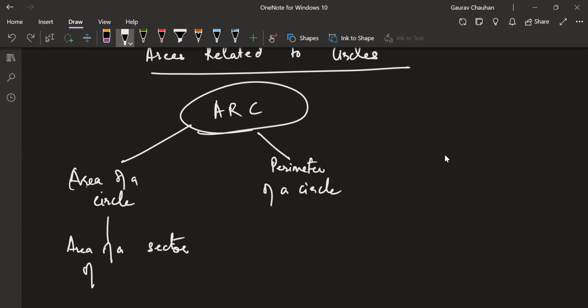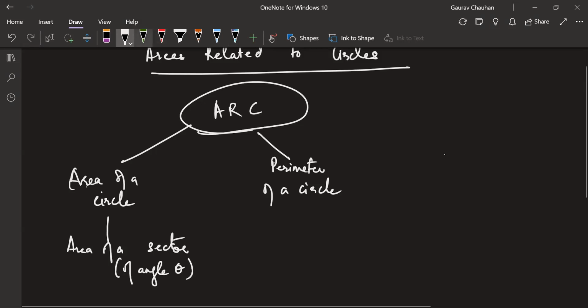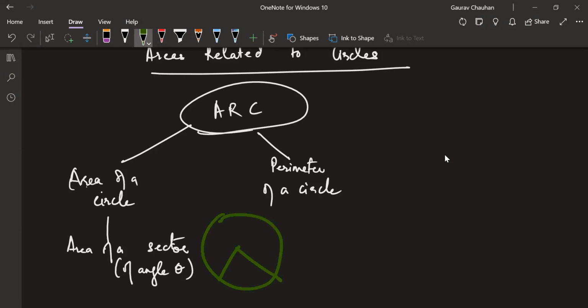Actually, area of a sector is enough. Okay, bracket of angle theta. So you will come to know. What we'll do is we'll have the circle, and in that we'll have a sector. This is a sector, you remember? Now this angle is theta. Now they just ask you to find the area of this particular region. So that's what we're going to do in this part.